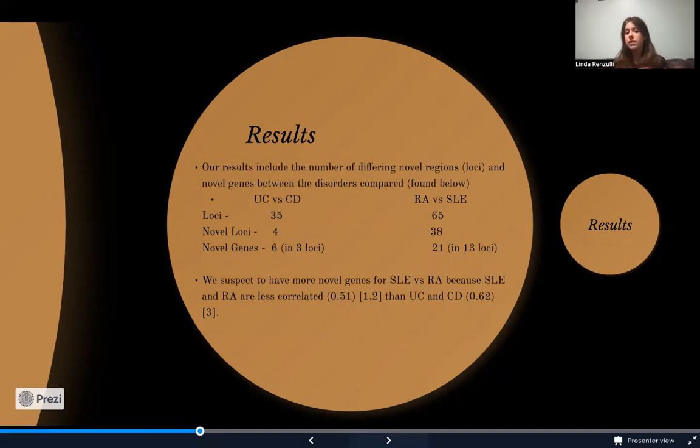For our other comparison between rheumatoid arthritis and lupus, we found 65 loci, 38 were novel, and 21 novel genes that were found in 13 of the 38 novel loci. So we suspected to have more novel genes for the lupus and rheumatoid arthritis comparison because these two disorders are less correlated, with a score of 0.451, than ulcerative colitis and Crohn's disease, with a score of 0.62. But this is only a suspicion about our results.